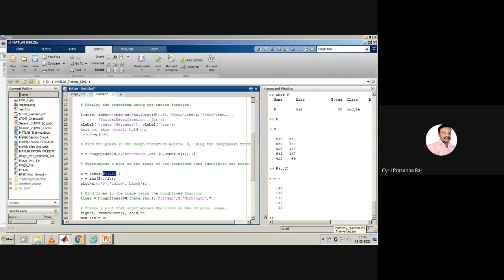Now when you take P of all rows comma 2, that becomes your x-axis. We are reading out the x-axis, and P of all rows comma 1 implies your y-axis. So you are trying to identify the x-axis and y-axis, compute the theta and the rho of it, and you get back your x and y. So from the Hough transform, you are able to identify the value of theta and the value of rho of the corresponding point, and transform it back into the x and y coordinate system. Then you superimpose that on the image.